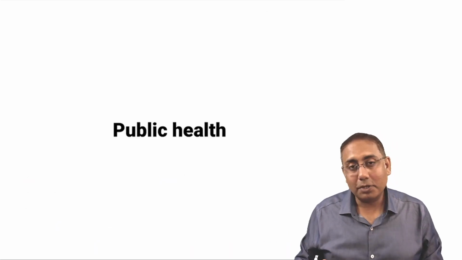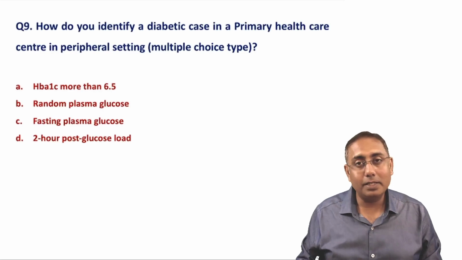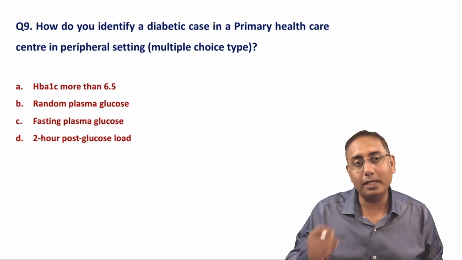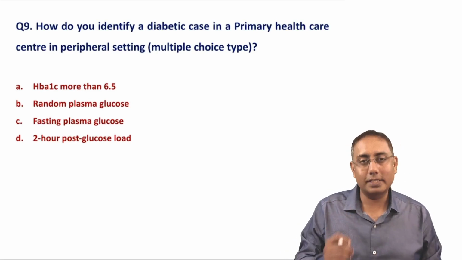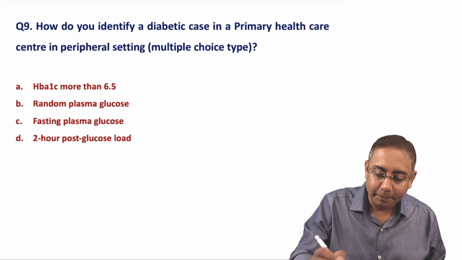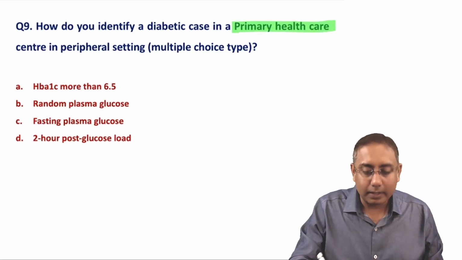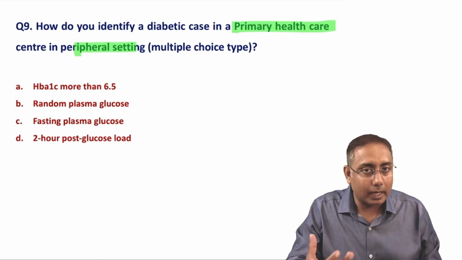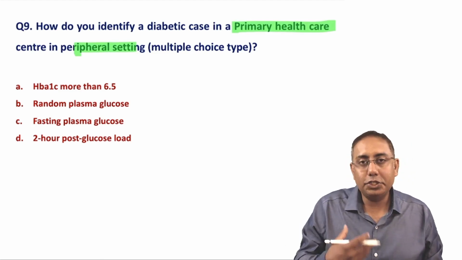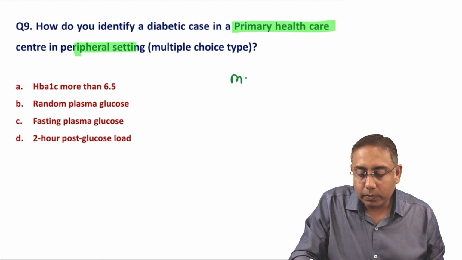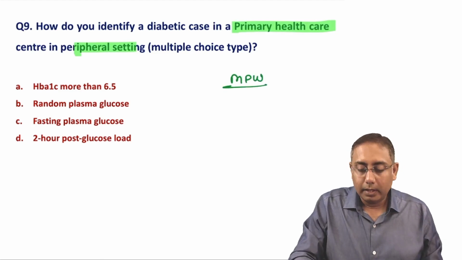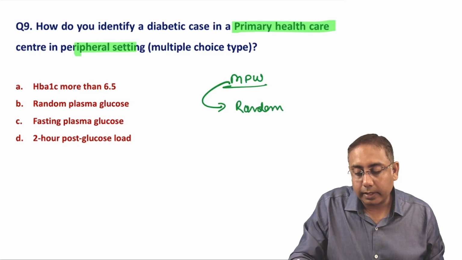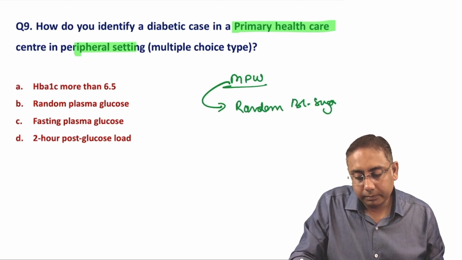So coming to the next topic about public health, about the communicable disease and the national health programs. How do you identify a diabetic case in a primary healthcare center in a peripheral setting? So in a PHC center, in peripheral setting, what are the couple of ways to diagnose a diabetic? In case you are a multi-purpose worker, the screening modality is done using random sugars only, random blood sugar, that's all.